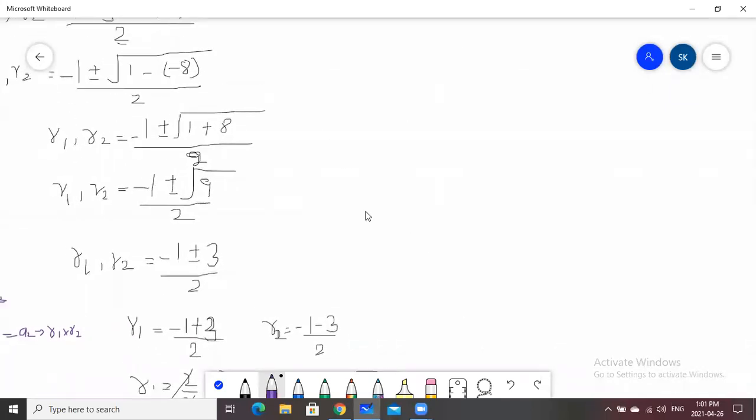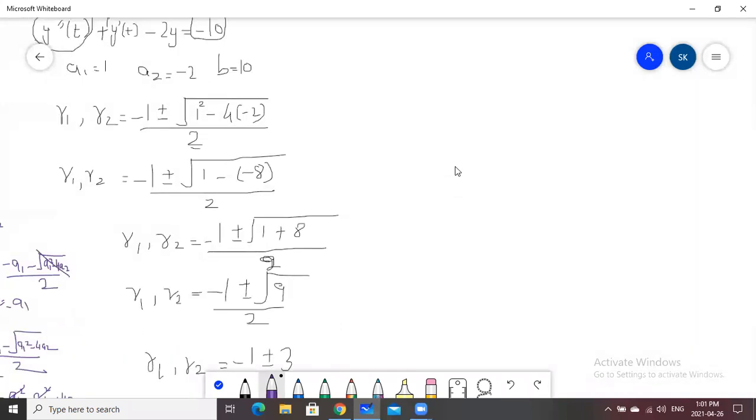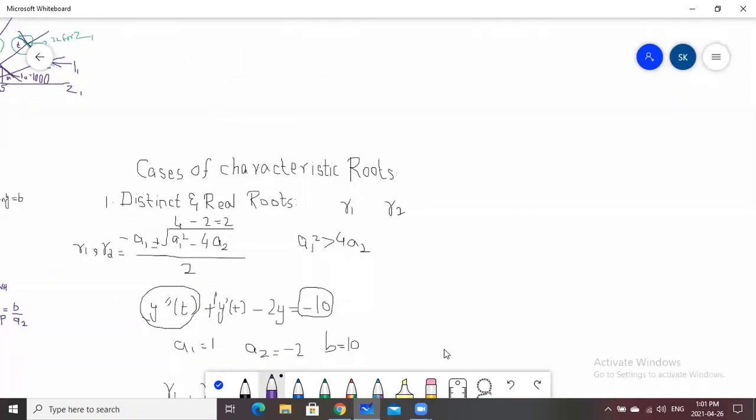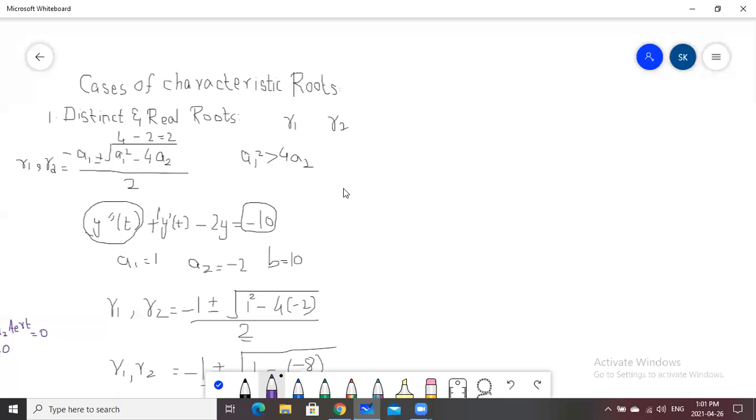The first case has been finished over here. Now after that we will move towards our second case, and in the second case we will not have real and distinct roots, rather we will have real and repeated roots. Therefore now we move towards the second case, that is the case of real and repeated roots.